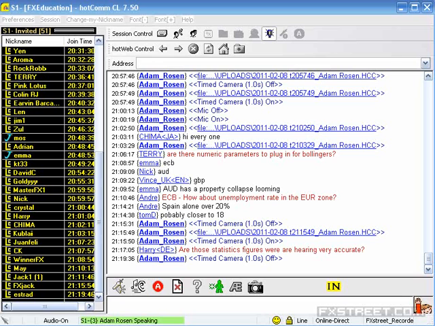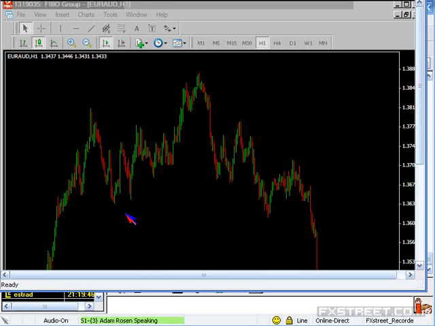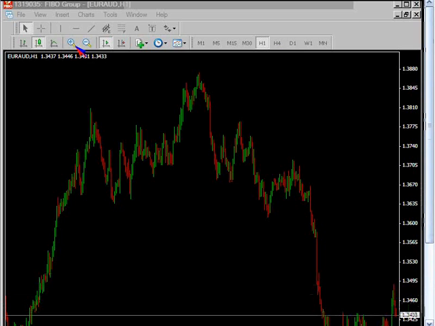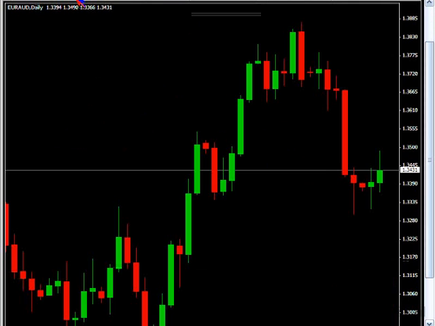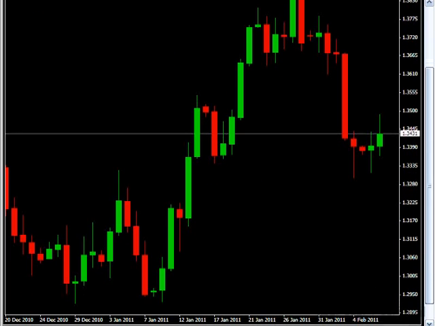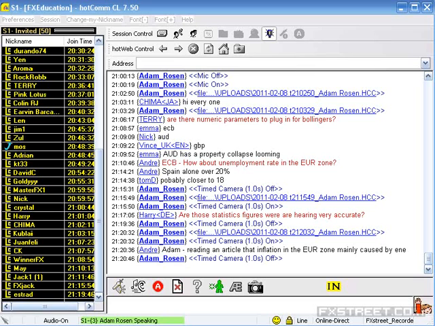Here, I'll put it in a new chart. Euro Aussie. And I'll turn my charts back on. Okay. And since the beginning of the year, here's a daily chart. Yeah. The euro has appreciated to a very, very large degree versus the Aussie.